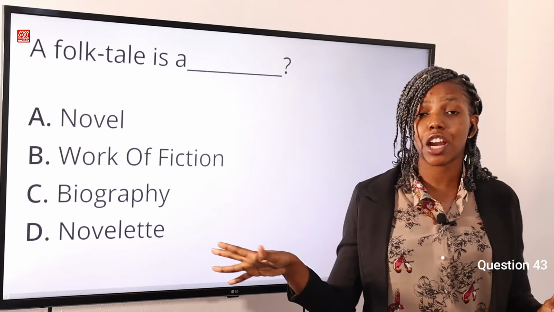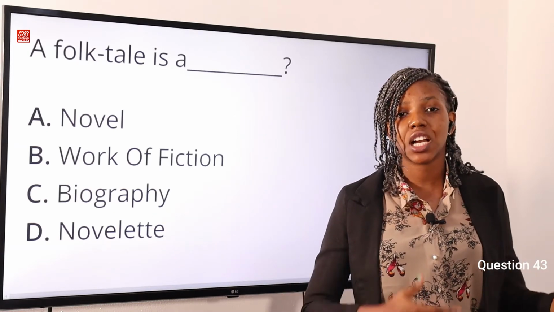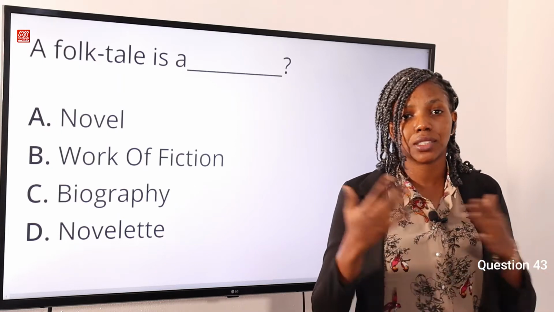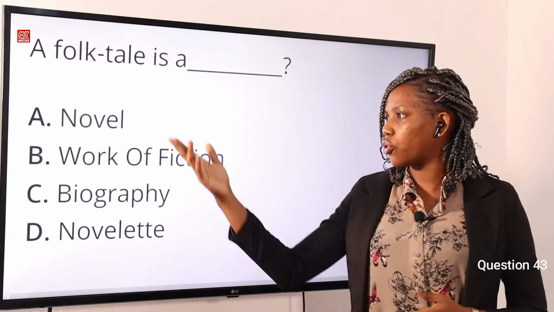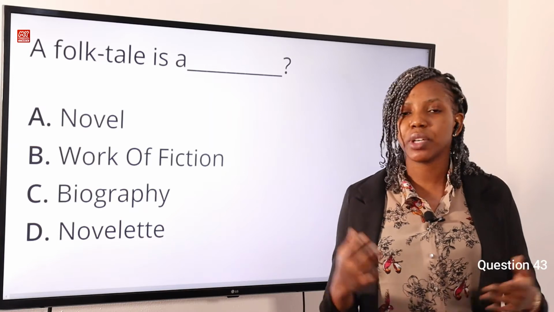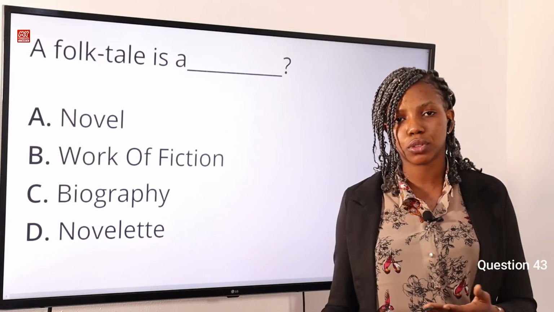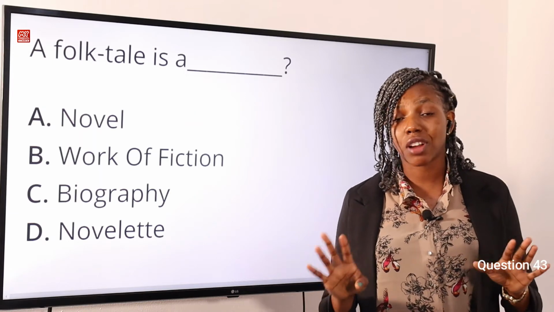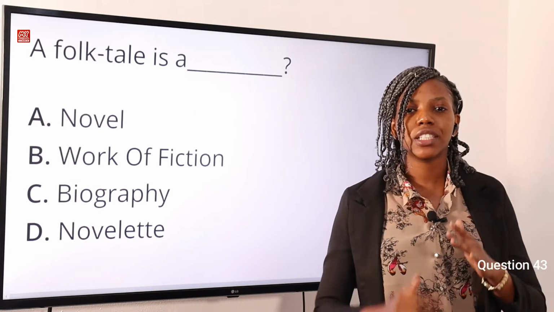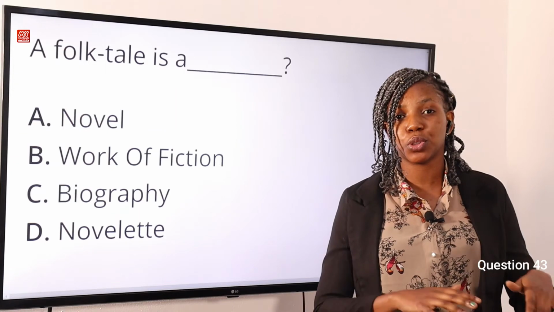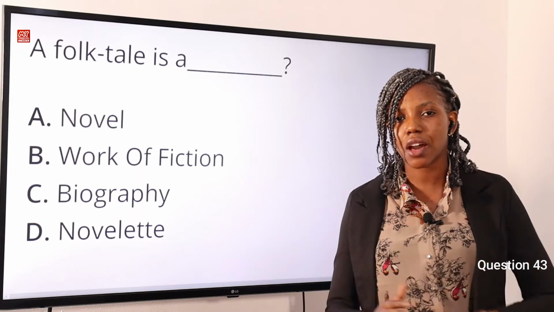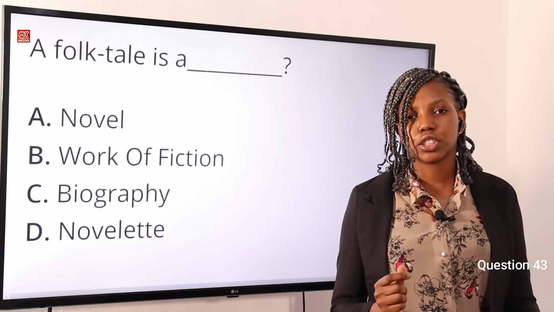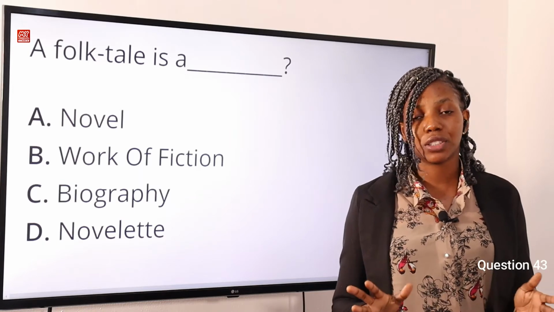Now let's talk about biography. A biography is a story about someone written by someone else. Then novelette. The major difference between the two is the word count, or the length. In a prose work, we have four categories. I'm going to arrange them from the least to the highest word count. We have short story, which has very little word count.